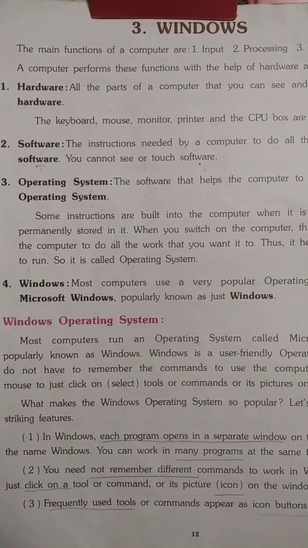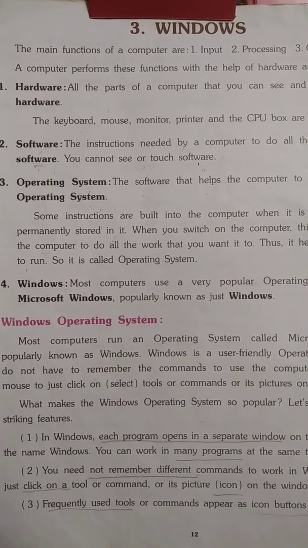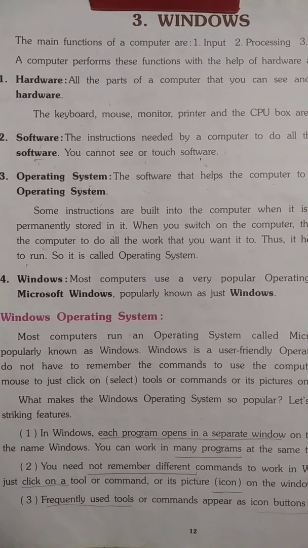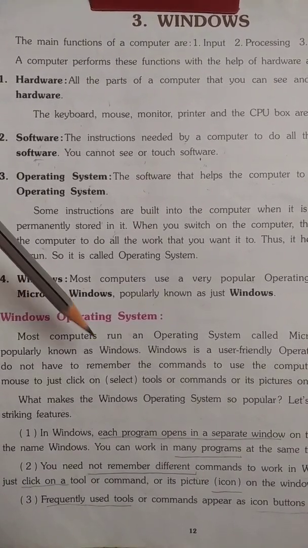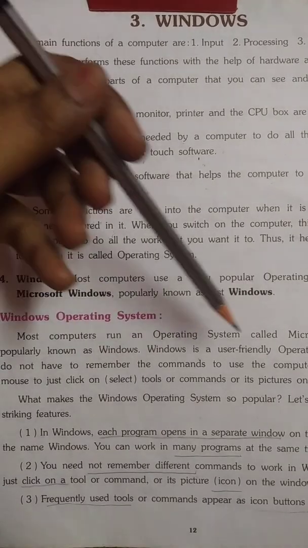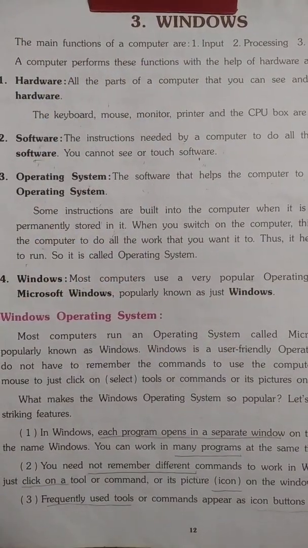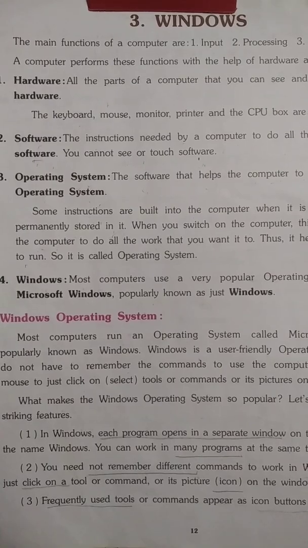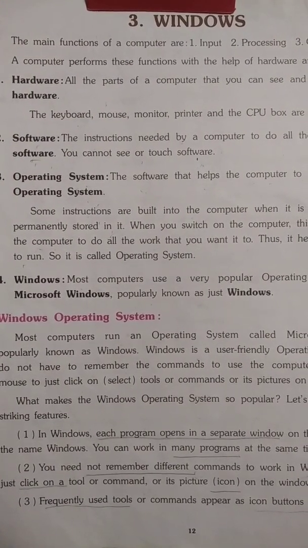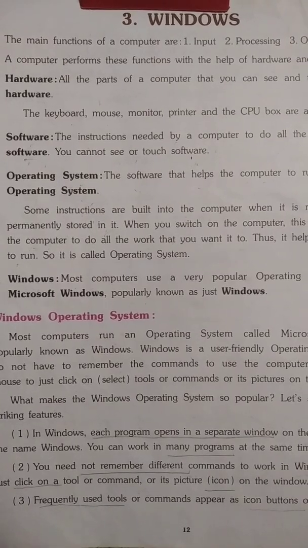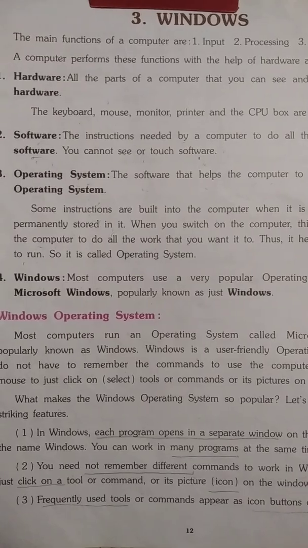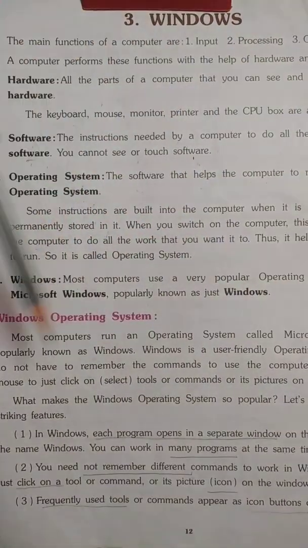There are different operating systems, but the most popularly used is Windows. Windows is a user friendly system. Why do we call it a user friendly system? Because it is very easy to access. We can easily use it, so it is called a user friendly operating system.